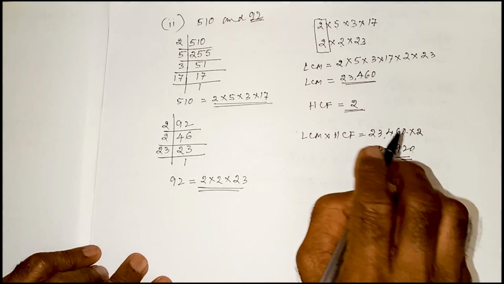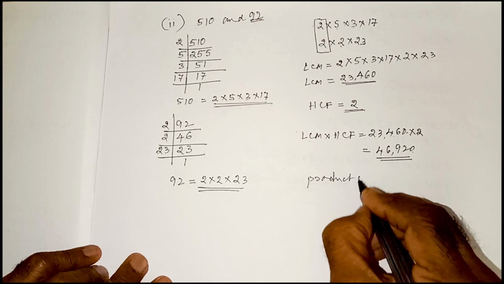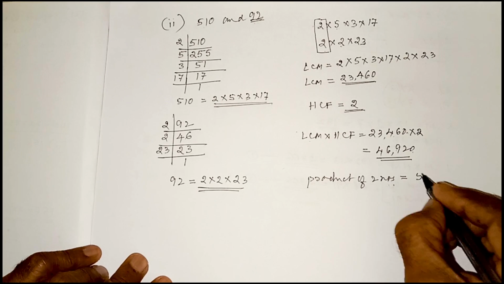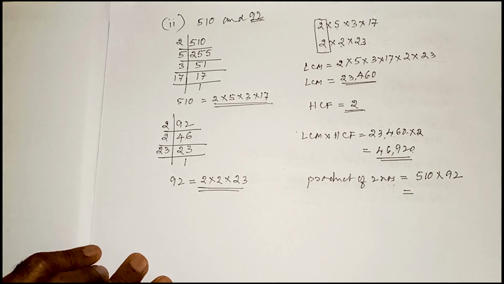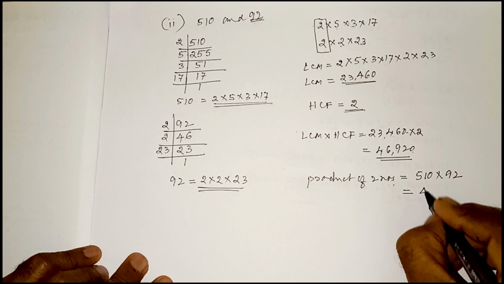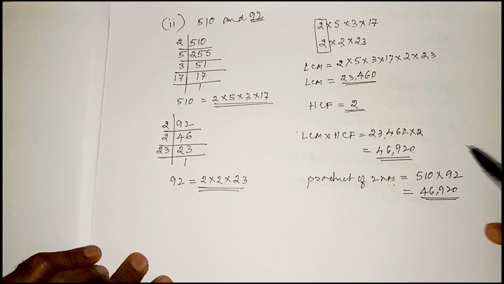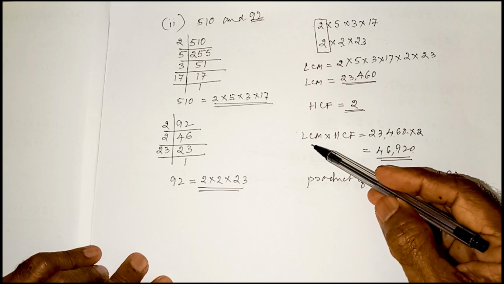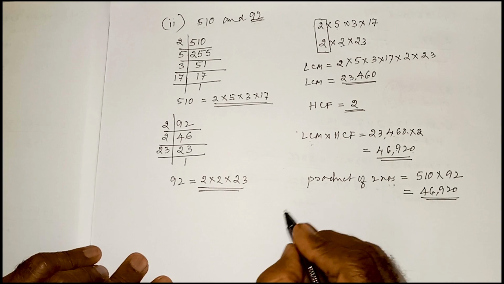Now let us try to multiply the numbers. The product of two numbers is equal to 510 and 92. When you multiply this, you get 46,920. Now we know that when you multiply HCF and LCM, and when you multiply the numbers, then you get the same answer. This is our answer.